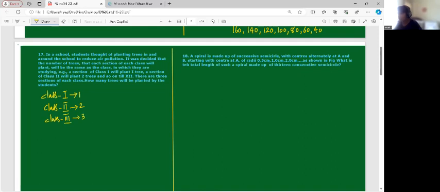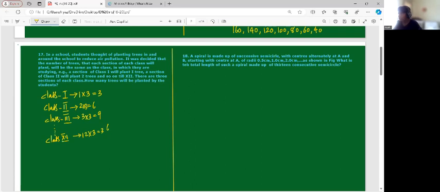So if you continue like that, class 12 has to plant 12 trees, and each class has 3 sections, so multiply by 3. Class 1 gives 3. Class 2: 2 multiplied by 3 gives 6. This is also multiplied by 3, you will get 12. Again multiplied by 3, you will get 36.